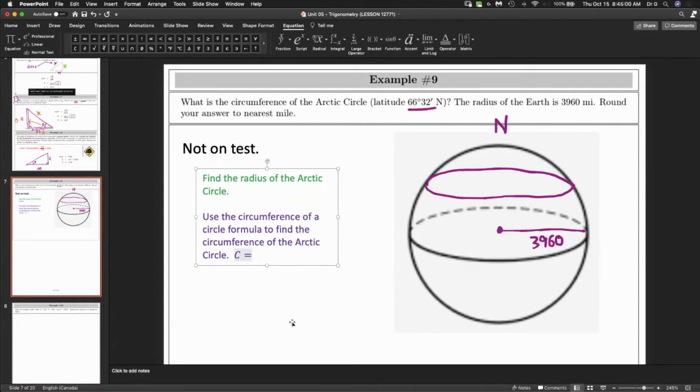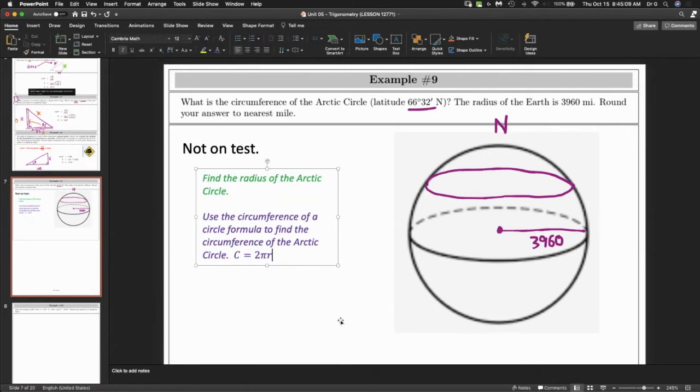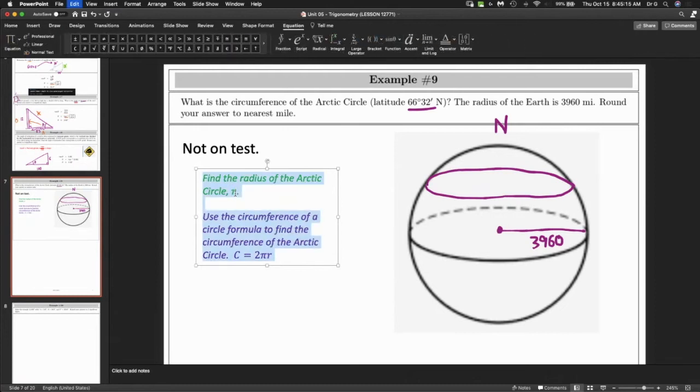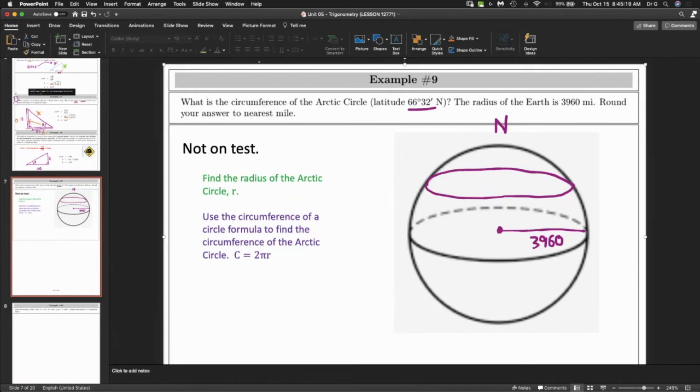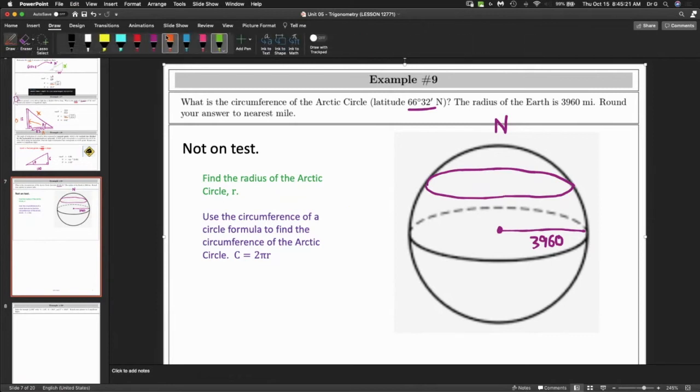Now, I'm not going to put pi times the diameter. I'm going to put 2 pi r. But pi times the diameter is absolutely correct. So good work, everybody, okay? And I'm going to call the radius of the Arctic Circle, for obvious reasons, r. So the reason I did that is because I want to color code to the question. So the radius of the Arctic Circle is this thing here.